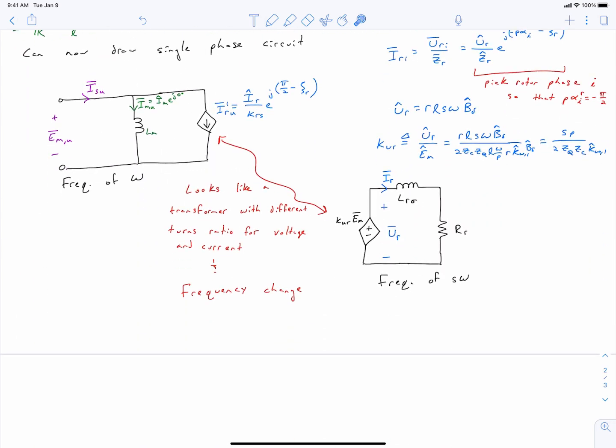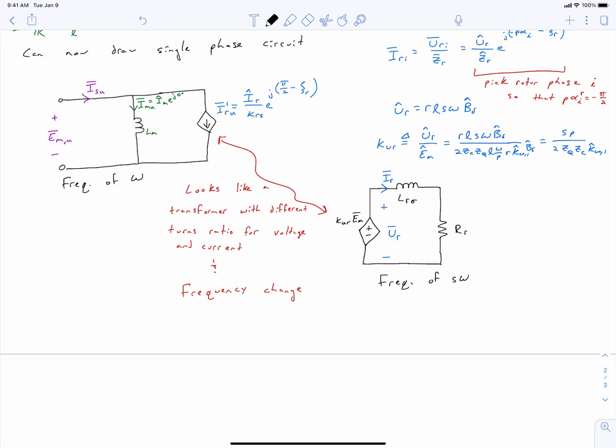The second thing is that this steady state circuit up here is at a frequency of omega, our stator frequency. Well, this steady state circuit over here is at a frequency of s omega. So when I'm talking about this dependent voltage source, I'm not bringing the frequency with it. I'm only talking about the phasor, the magnitude and phase angle of it. And this matters for the reactive impedance. The inductance is going to have an impedance of j s omega times L_r sigma, whereas this inductor is going to have an impedance of j omega times Lm.